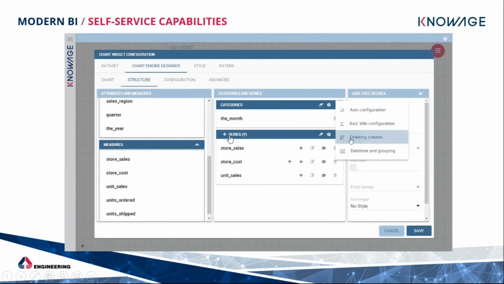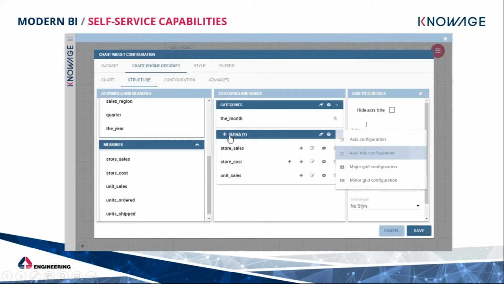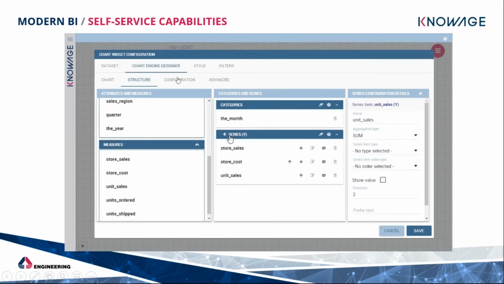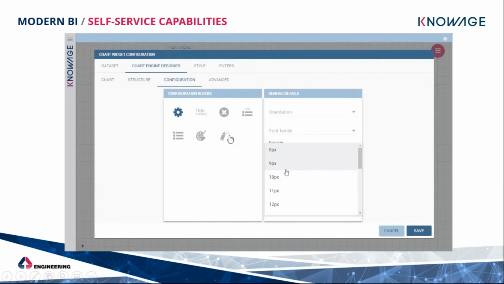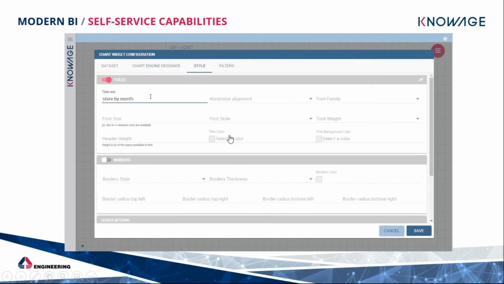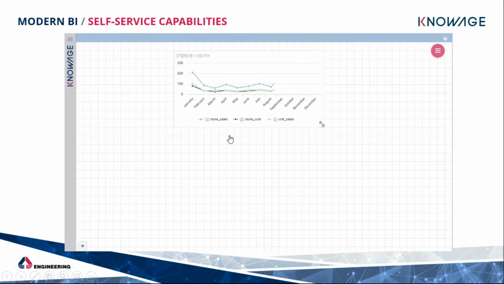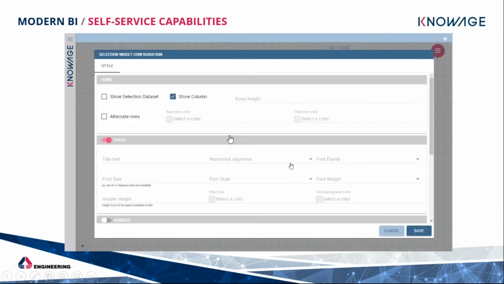And then you can start setting all the properties you want, to have a well-formatted chart as you need. You can add the legend, you can set all the style options to customize your widget, and in a few clicks you have your new widget already working over the data, the real data you linked at the beginning.